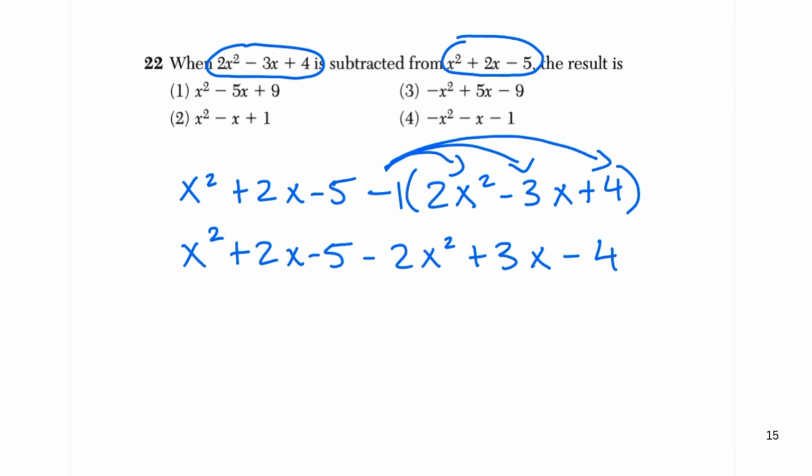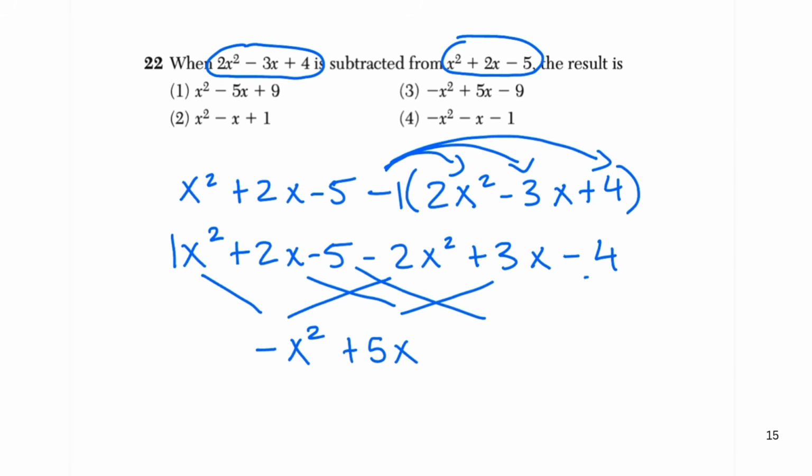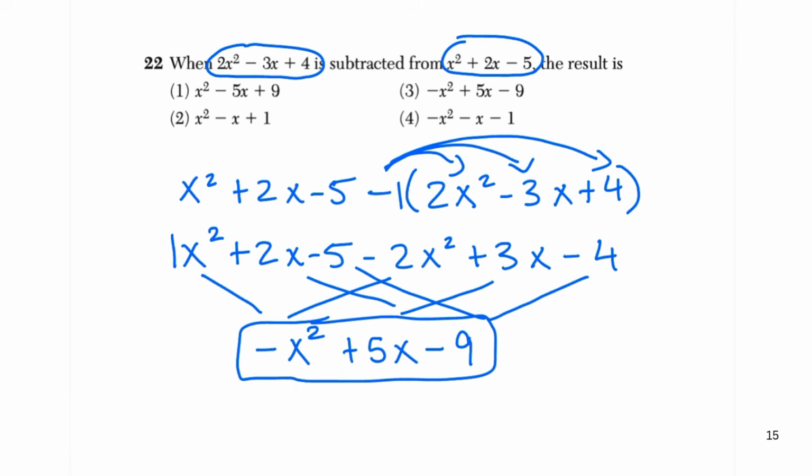So I see that I have a 1x squared and a negative 2x squared. Always remember to look at the sign that's before the number and the variable in a term. So it's 1x squared minus 2x squared. That gives me a negative 1x squared, or just negative x squared. Then I have a 2x plus a 3x, so that's going to give me a positive 5x. And finally, I have a negative 5 minus 4, and that gives me a negative 9. So here is my answer, and that looks like answer choice number 3.